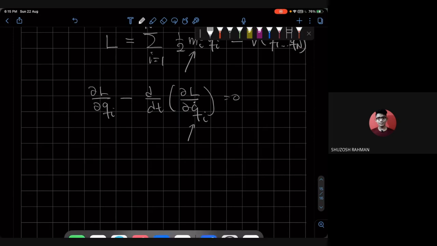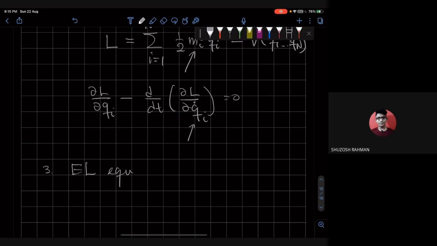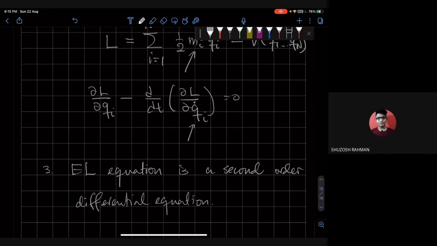Okay, number 3 is the Euler-Lagrange equation is a second order differential equation, right? Because you've got a time derivative, and remember that L itself has the first derivative of q. So you would get, in general, a second order differential equation.